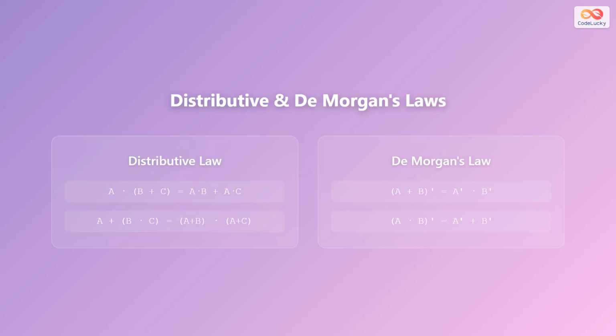De Morgan's law provides a way to simplify the complement of expressions. It states that the complement of a plus b is equal to a prime multiplied by b prime, and the complement of a multiplied by b is equal to a prime plus b prime.